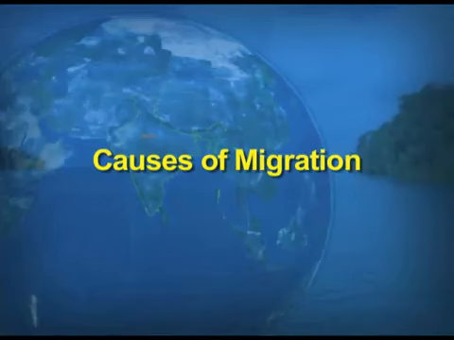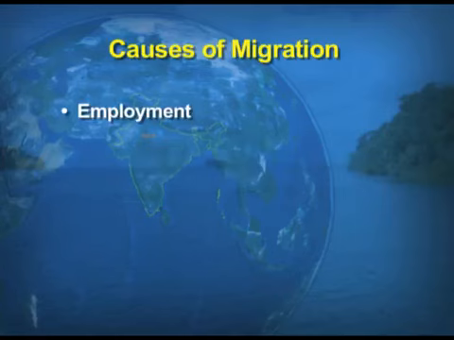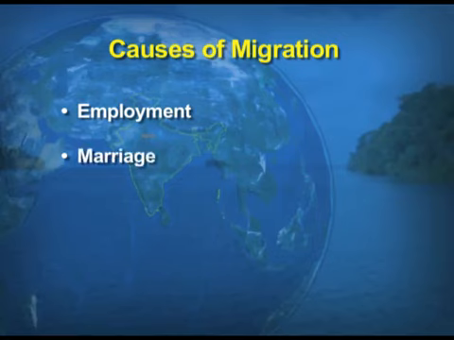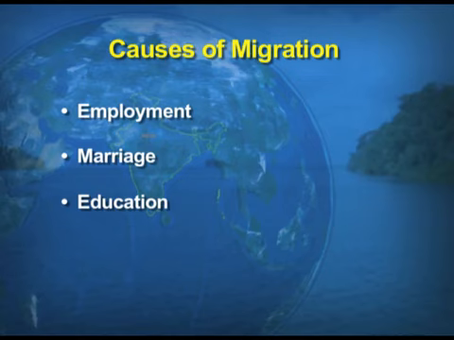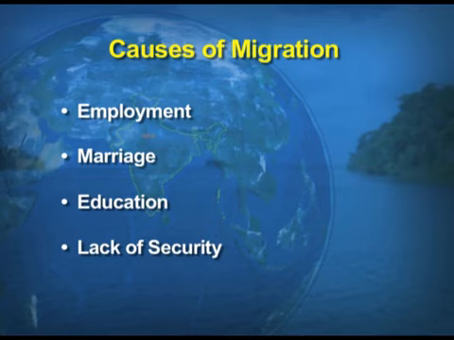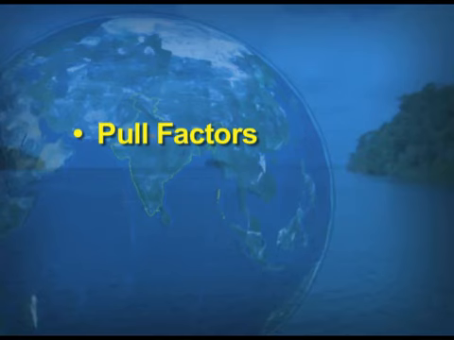Now, there are various causes that people migrate from one place to another. The causes can be number 1, employment, number 2, marriage, number 3, education, and number 4, if people feel a lack of security at a certain place, they would like to migrate to a safer place. Now, the factors responsible for migration, we divide into two parts: one is the pull factors and the second is the push factors.